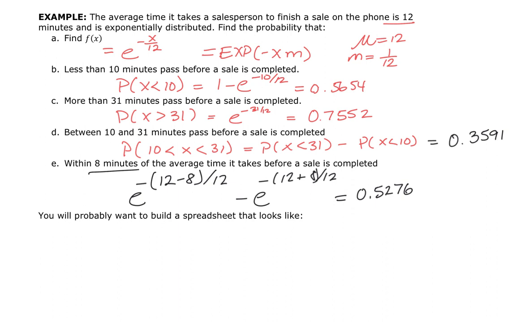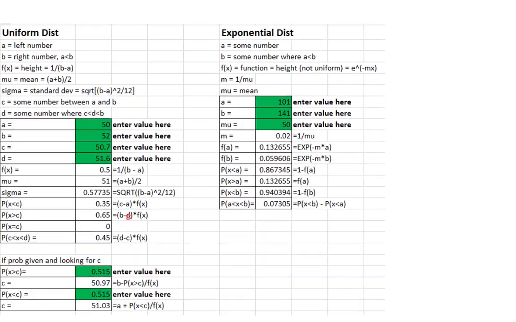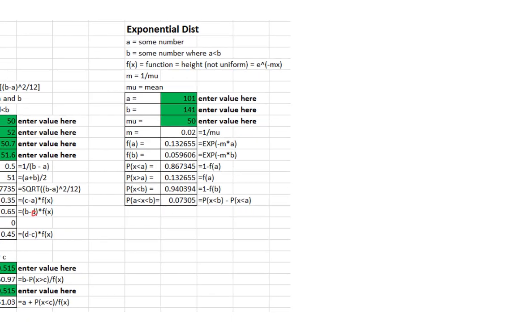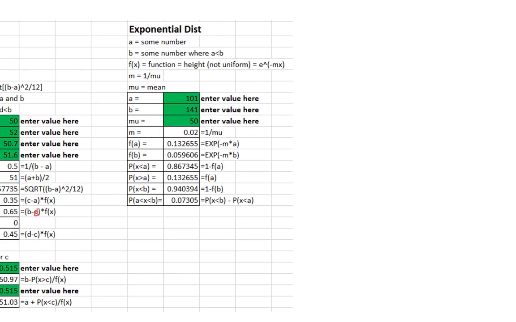So I make that a 7. Now I'm going to go down to my spreadsheet, and what I should put in here is the exponential distribution, and I want to know when I'm around my mean.